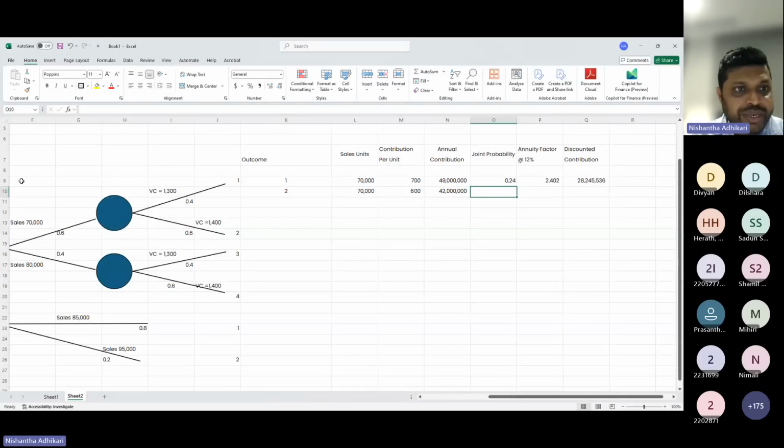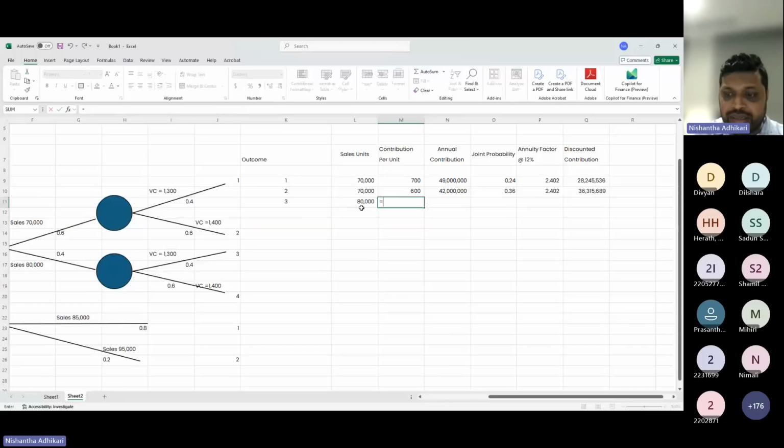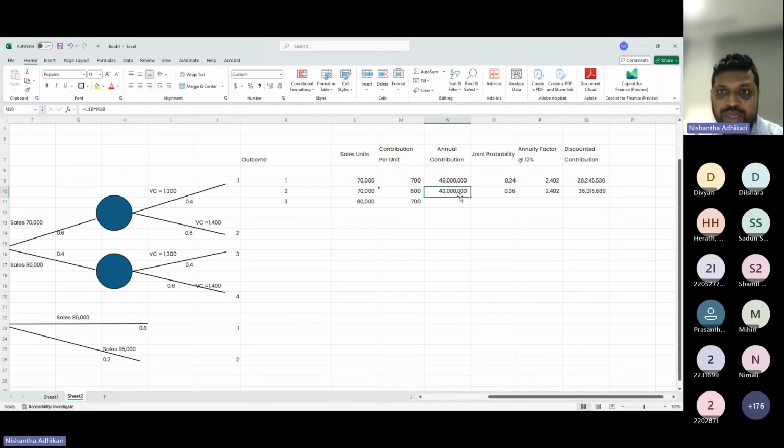Joint probability: 0.6 into 0.6, 60% into 60%, 36%. Annuity factor won't change for 3 years. Now you can calculate your discounted cash flow, discounted contribution. Third one, outcome 3: sales will be 80,000 units. Variable cost 1,300, so 2,000 minus 1,300 will be 700. Then annual contribution you can take, it is 56 million.